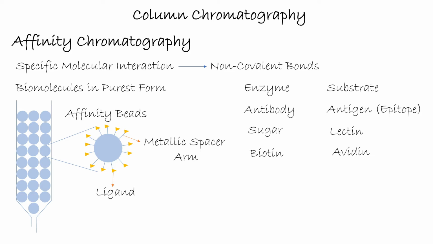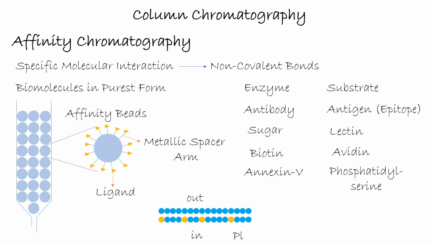There are various other techniques too, for example, annexin V, which recognizes phosphatidylserine. During apoptosis, the phosphatidylserines that are present on the inner side of the plasma membrane are exposed outside. So, in order to differentiate between normal and apoptotic cells, we can use this technique.